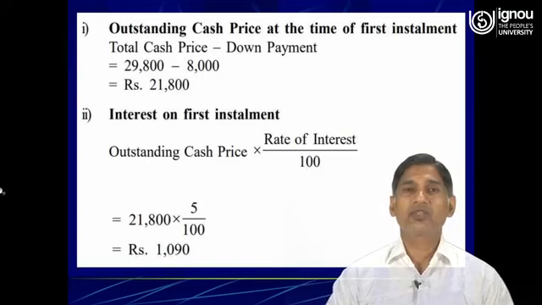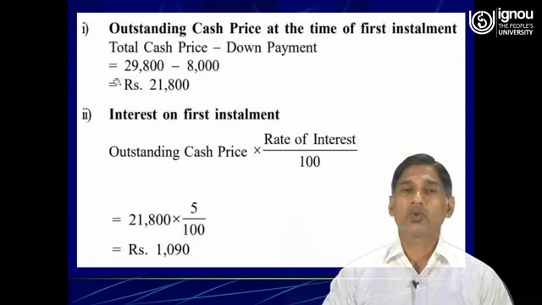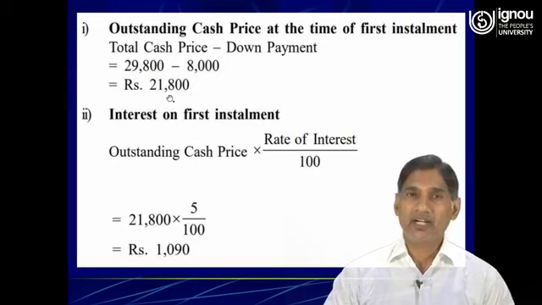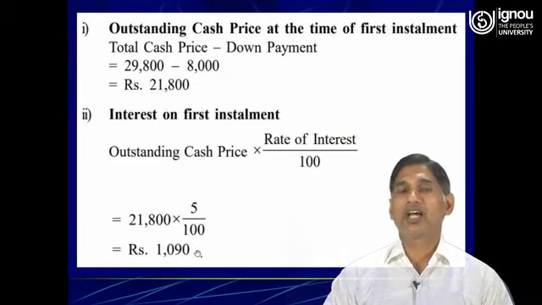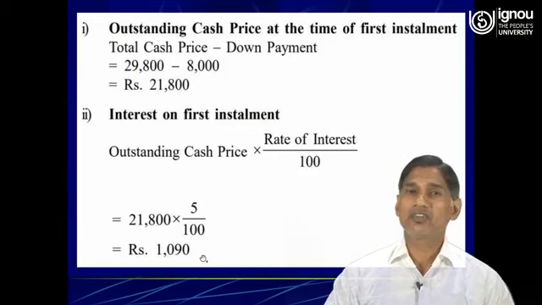First is the outstanding cash price at the time of first installment. The total cash price is 29,800, less down payment 8,000, so the outstanding cash price at the time of first installment is 21,800. Now we can apply the rate of interest, 5%. So 5% of 21,800 is 1,090. So 1,090 rupees is the interest which is included in the first installment.